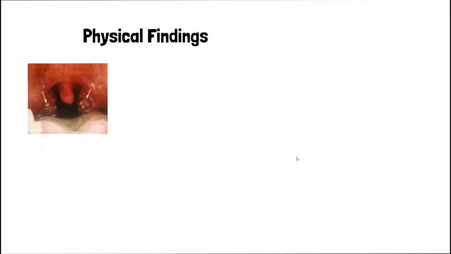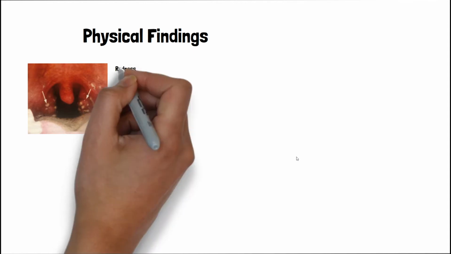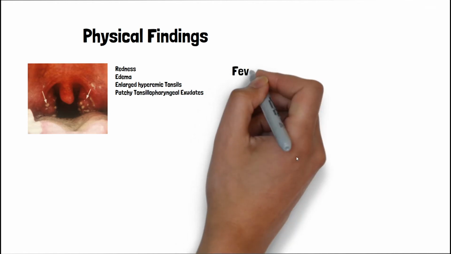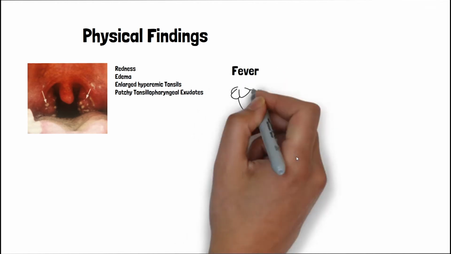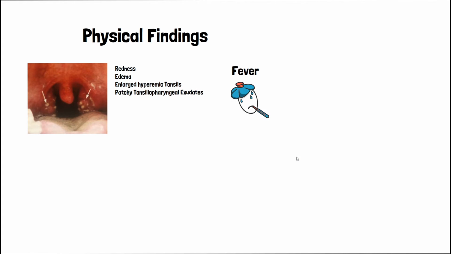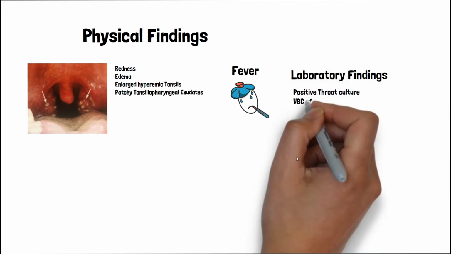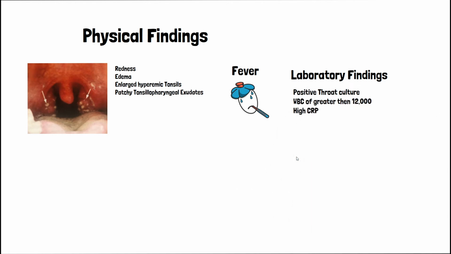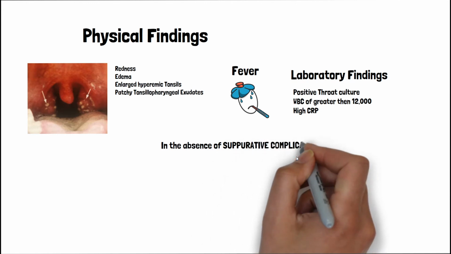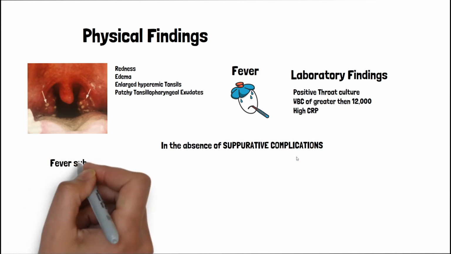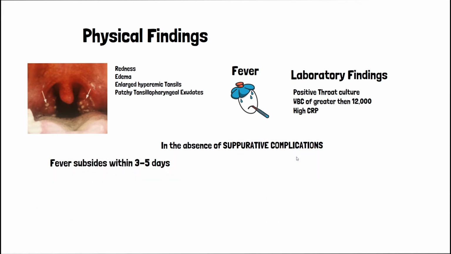Physical findings, as you can see in this graph, include redness and what we call edema. You can see enlarged hyperemic tonsils and these exudates that you can see in the tonsillopharyngeal area. They include temperatures of up to 101 degrees. Laboratory findings include a positive throat culture for the beta hemolytic strep. The white cell count, an inflammatory and infection marker, is usually more than 12,000, and the C-reactive protein is usually positive.